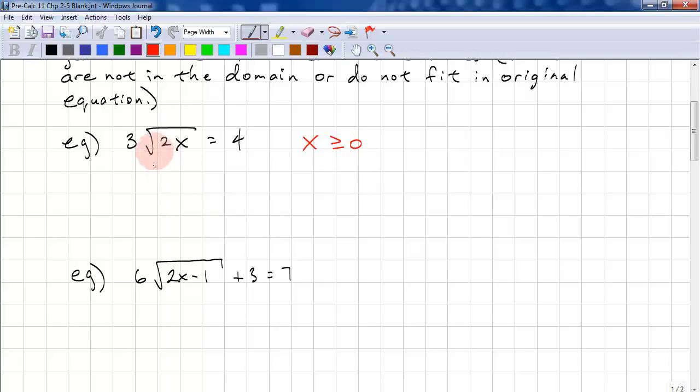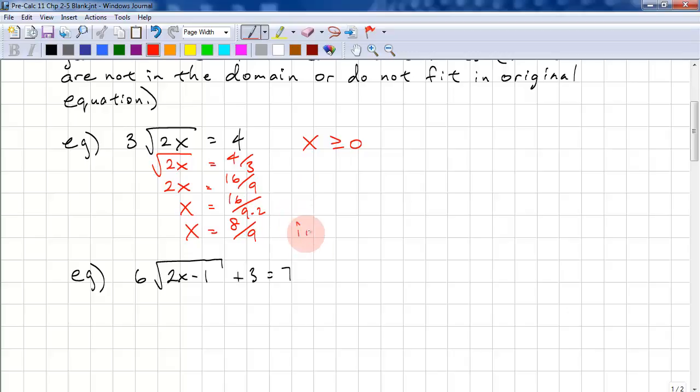Okay, isolate the radical. So we need to divide both sides by 3. We have 4/3. Square both sides. So if we square this side, we get 2x. Now we get 16 over 9. It's 4 squared and 3 squared. X is equal to 16 over 9 times 2. We divide the 2 into the 16 and we get 8 over 9.